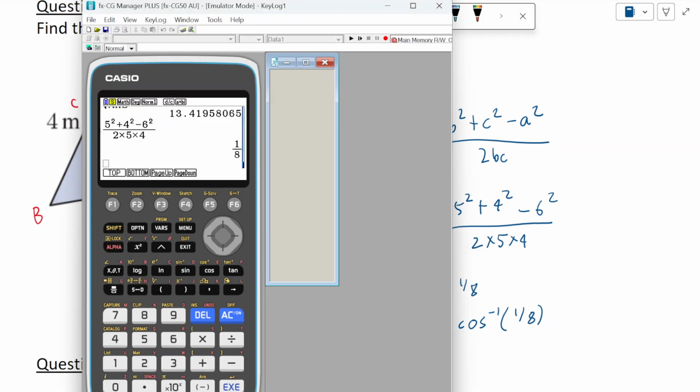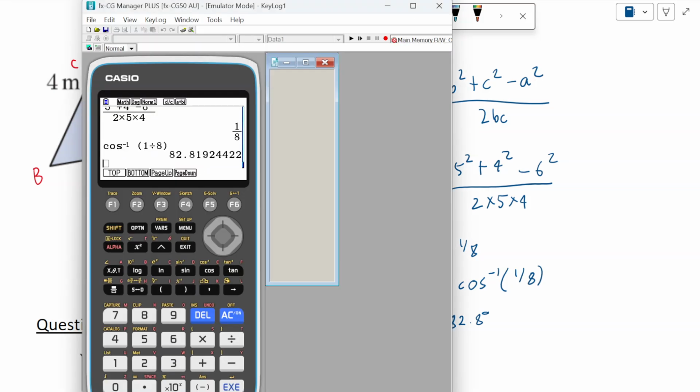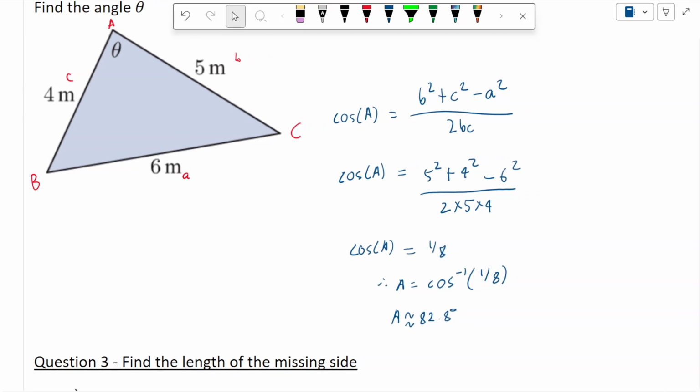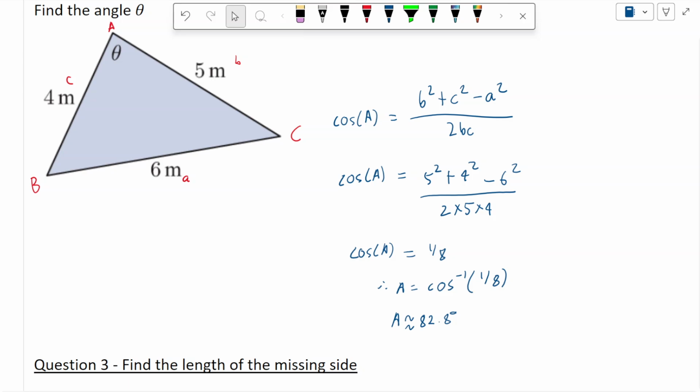All right. So inverse cos, you can just do shift answer. I'm just going to write 1 over 8 because I know what the answer was. 82.8. All right, now with the sine rule, I said you had to do some weird adjustments with the angles. Luckily with the cosine rule, you don't. Cosine actually spits out what the angle is. You never run into this weird thing where there's two different answers.